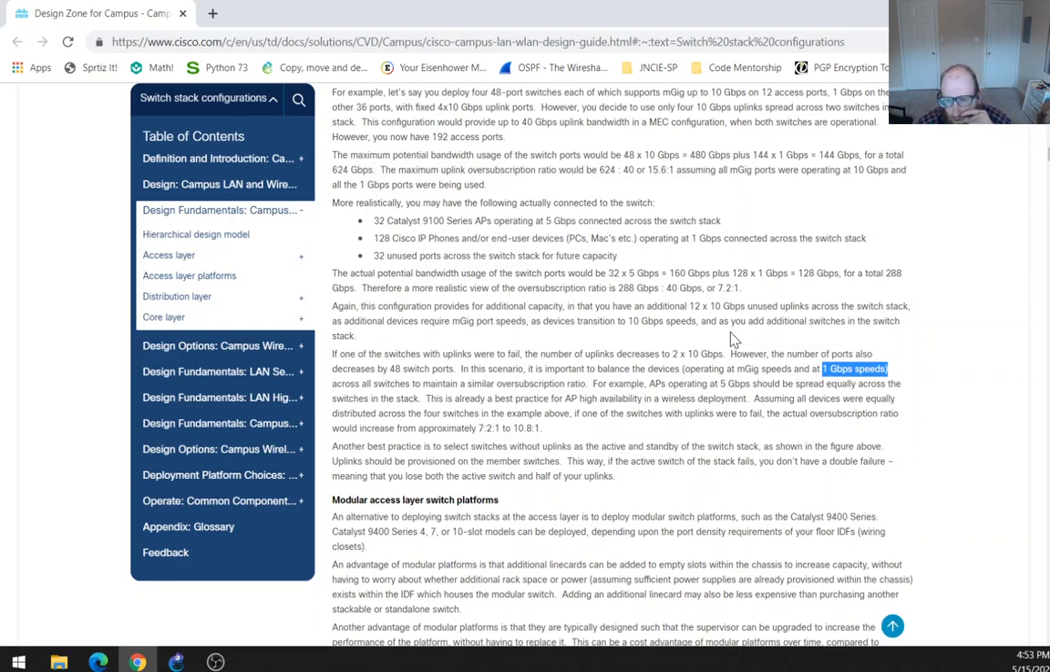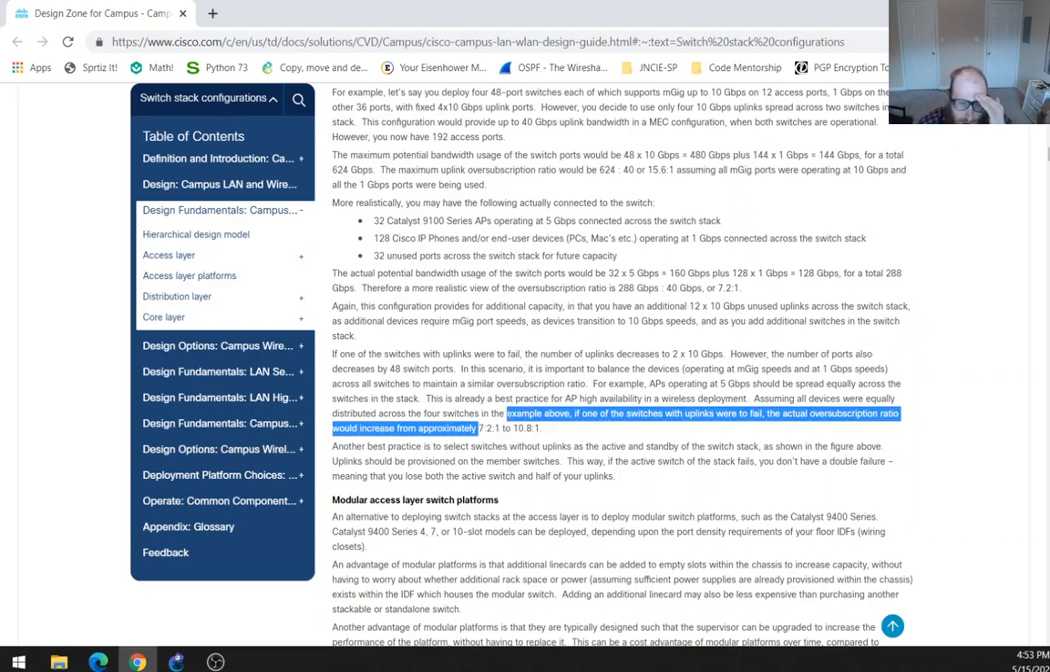Assuming all devices were equally distributed across 4 switches, in the example above, if one of the switches with uplinks were to fail, the actual oversubscription ratio would increase from approximately, it looks like they used an extra colon here instead of a dot. So what they meant to say is, as they were saying above, 7.2:1 to 10.8:1, but this is still a reasonable number. I think once it starts getting above 20, then you're just going to need more capacity on your uplinks.